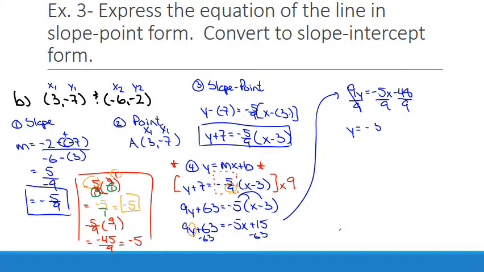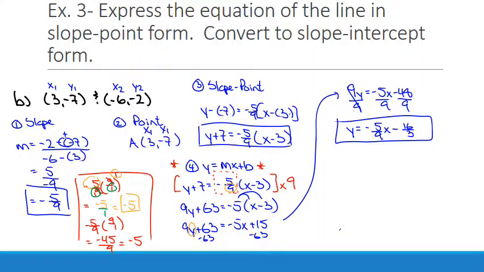Y equals -5 over 9x minus, kind of an ugly number here. I could reduce that by dividing it by 3, so I'd get 16 over 3 if I reduced that. But you could leave it as 48 over 9 as well, so it's just kind of an ugly y-intercept. So there we go. Remember that to write something in slope point form, you need to determine the slope.